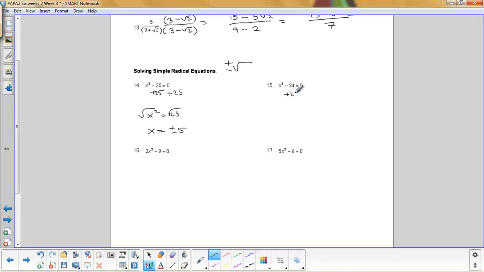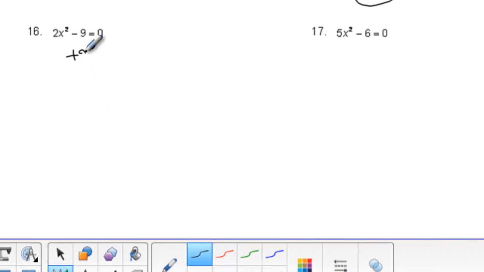Add 24 to both sides of the equation. X squared equals 24. Square root both sides. You get plus or minus the square root of 24. However, 24 breaks down because 4 times 6, and 4 is your perfect square. Circle your perfect square, and x equals plus or minus 2 times the square root of 6. Adding 9 to both sides, it's the way that you start number 16.